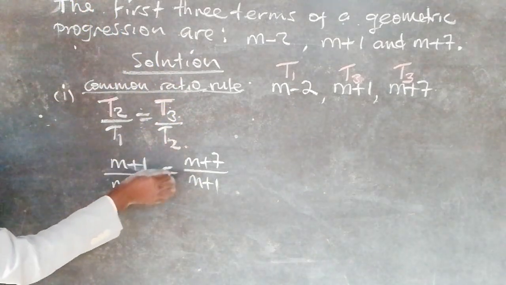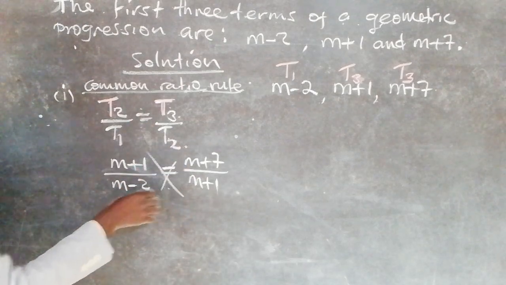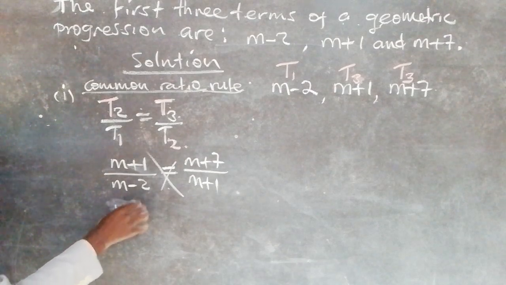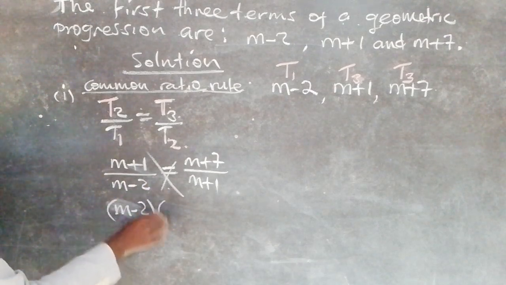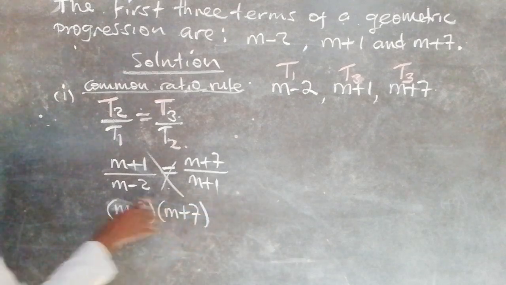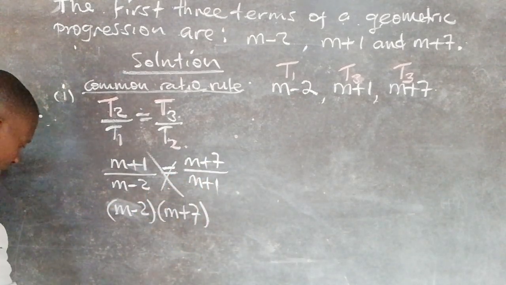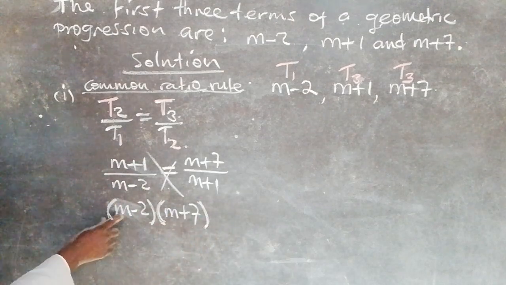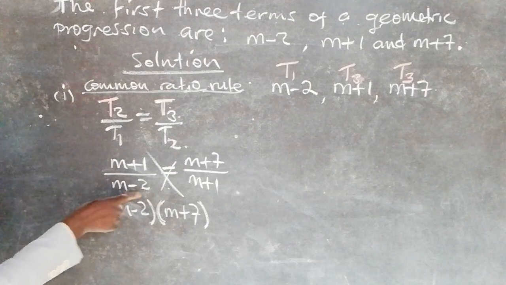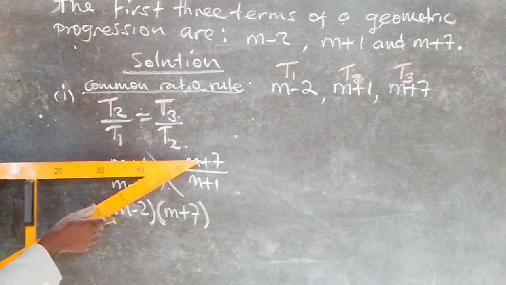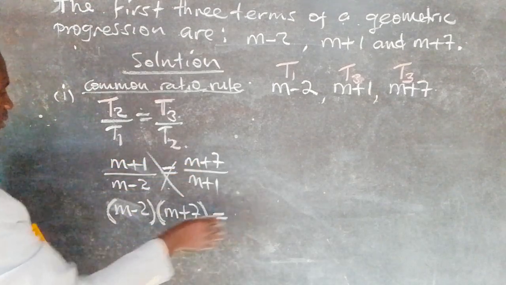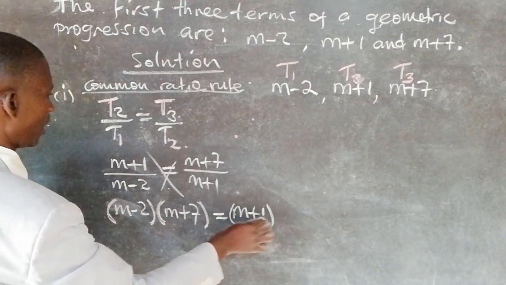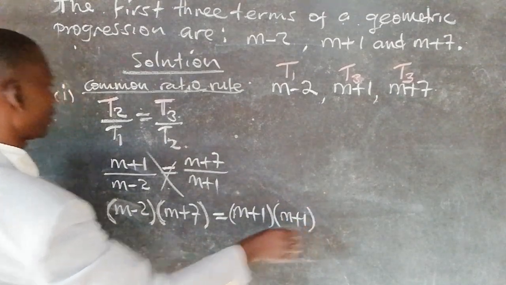So the next thing that we are going to do is to cross multiply this multiplied by that. So you are going to look at m minus 2, this one multiplied by m plus 7. This multiplied by that, you have to show the brackets. The brackets are to represent multiplication. So now when you multiply m minus 2 multiplied by m plus 7, you show them in brackets like that. Equals. So look at this is m plus 1 and m plus 1. Again m plus 1, like that.